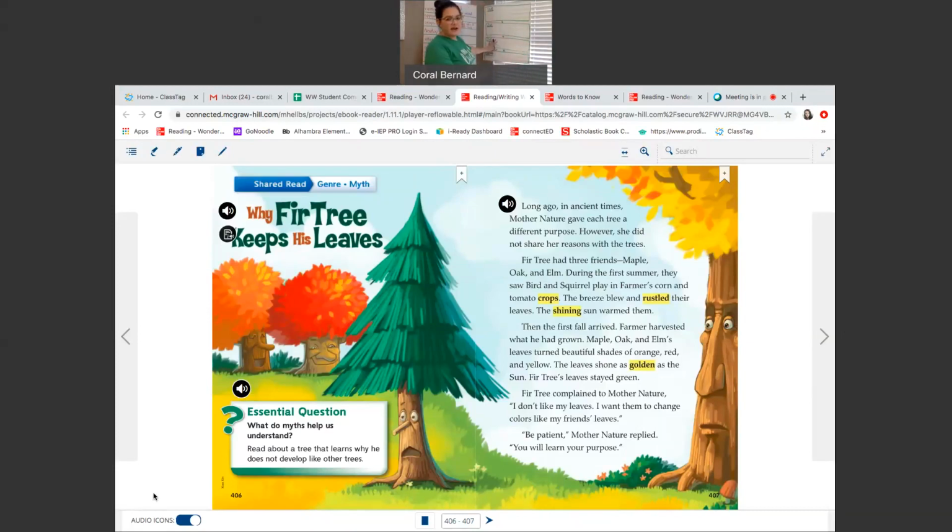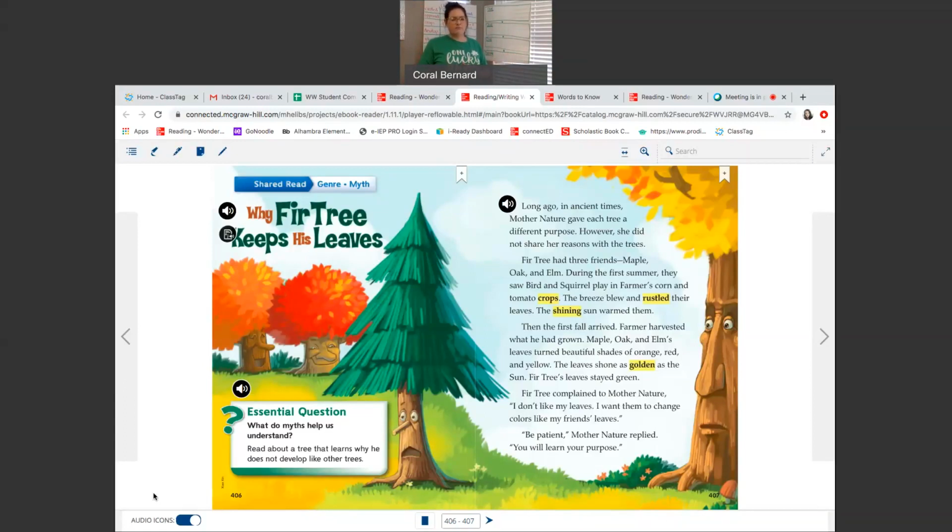Let's shift over to our anchor chart over here for the theme of the story. On this page, we've learned that there were different types of trees. There was fir tree, maple tree, oak tree, and elm tree. And during the summer, the squirrels were playing, the birds were playing, breeze rustled through the leaves, the shining sun warmed them. Okay, then fall comes. Fall comes, and maple, oak, and elm's leaves are turning beautiful shades of orange and red and yellow. The leaves are changing color because it's now autumn, it's now fall. But fir tree's leaves are still green.